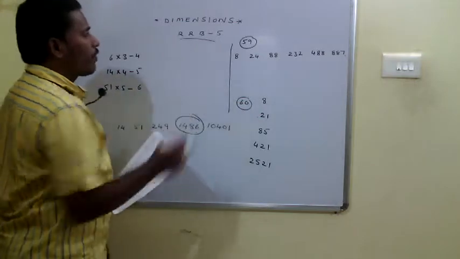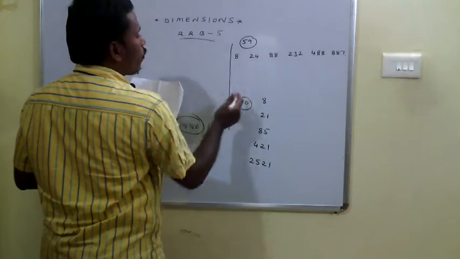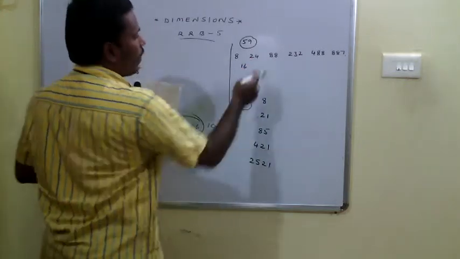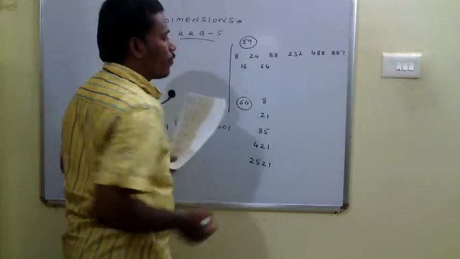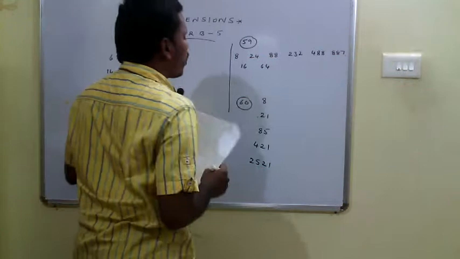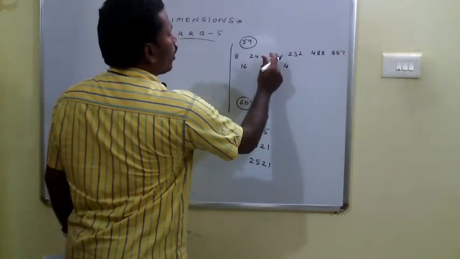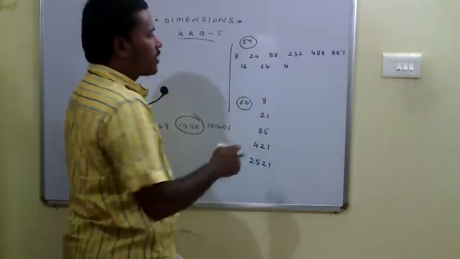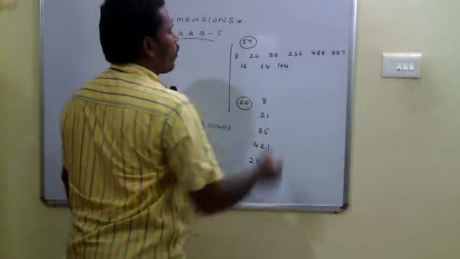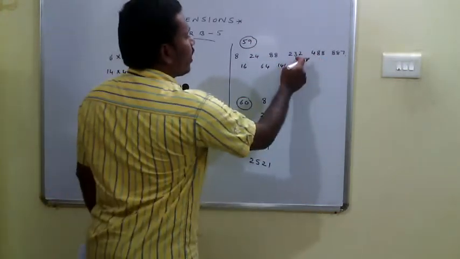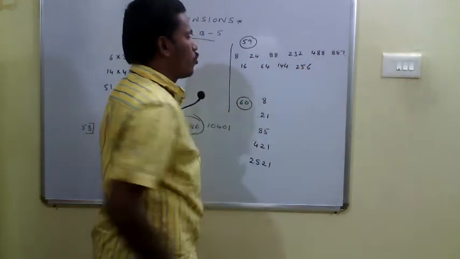Okay. And the next one is the 59th one. For the 59th one again, observe the differences. What is the difference between 24 and 8, which is nothing but 16. Then the difference between 88 and 24 is 64. Then the difference between 232 and 88 we need to observe: 144. Okay, and the next one, 488 minus 232 is 256.